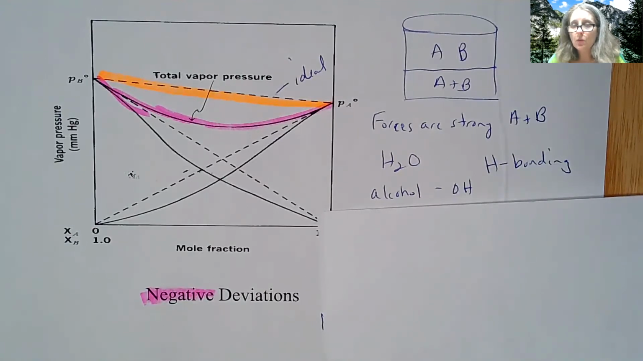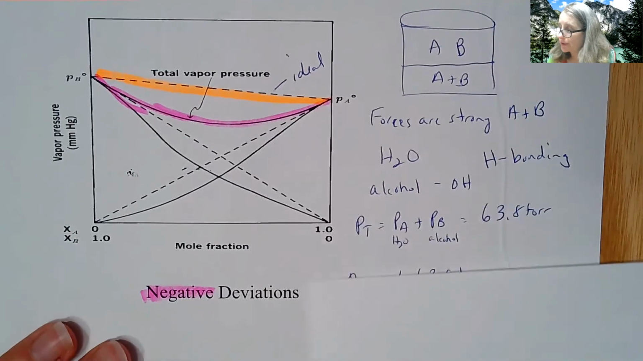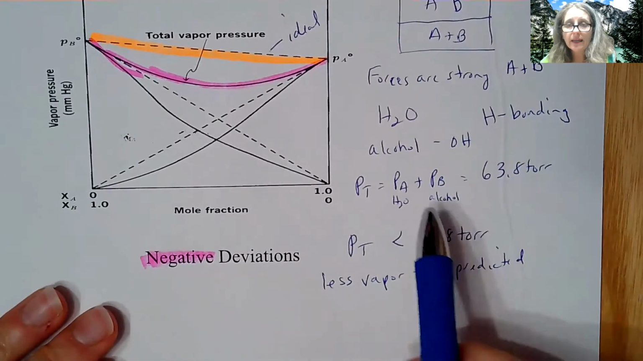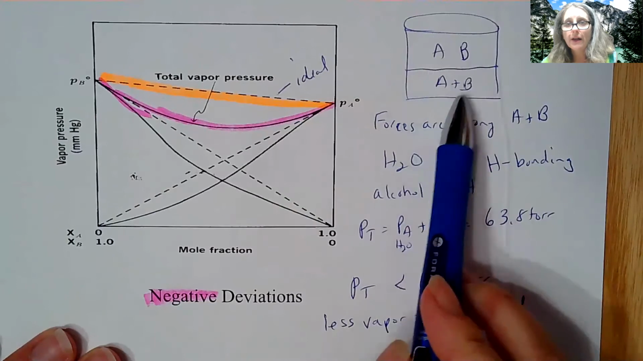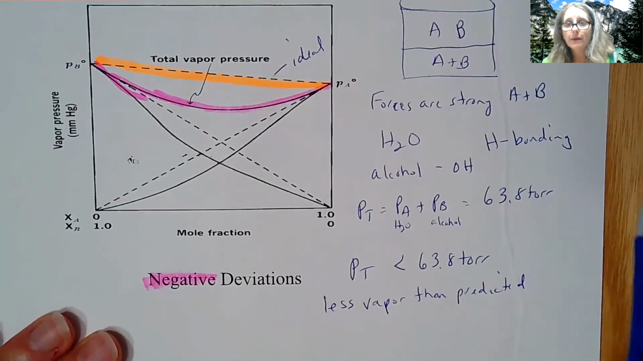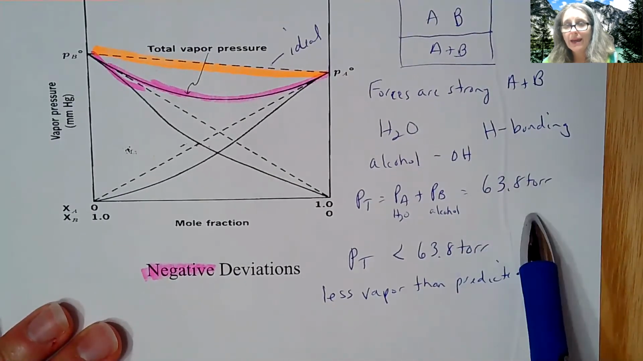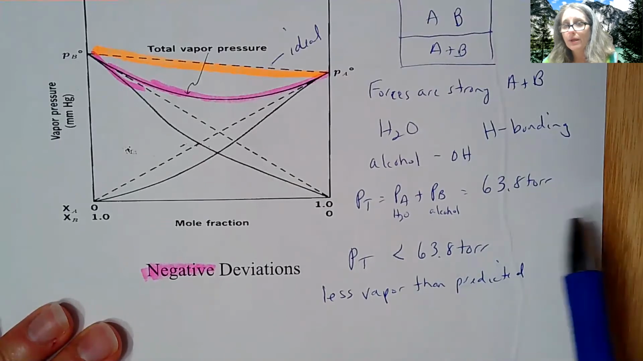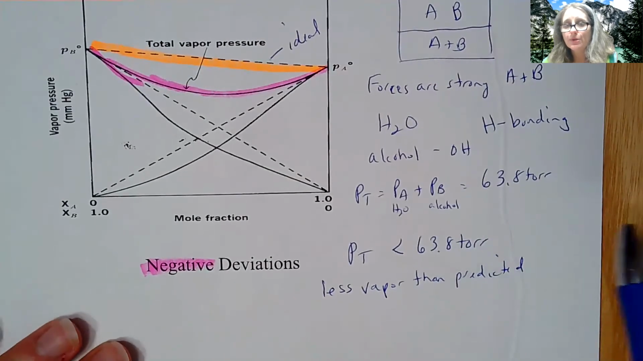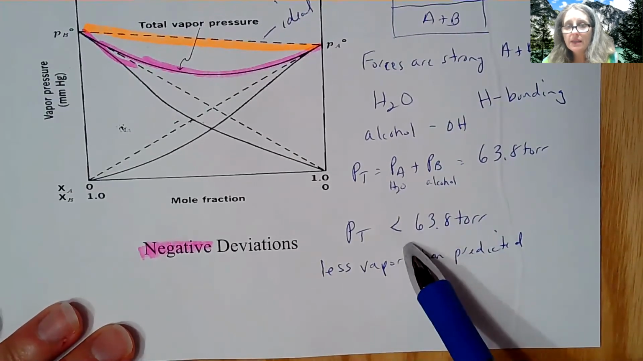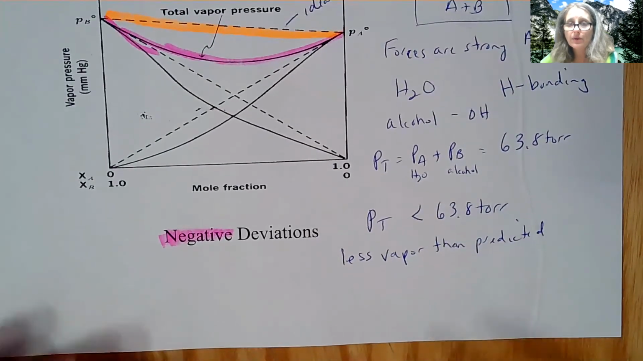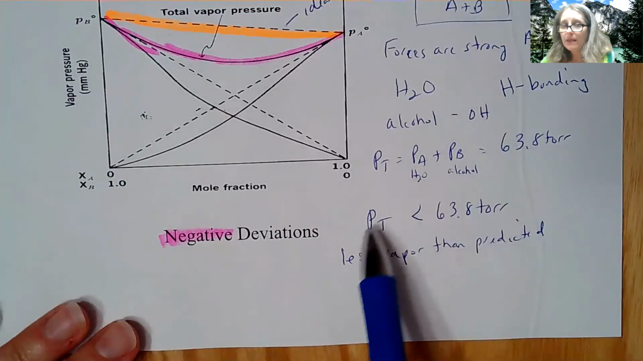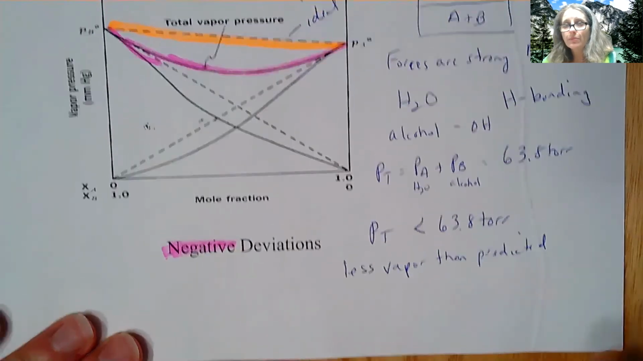And so when I'm looking at the pressure, I could say, again, the pressure is due to the water and the alcohol. Both of them are volatile. Both of them will populate above the liquid. So let's say when I add them together, they're around 63.8 torrs. Again, I'm making up numbers here. I would then say for my final answer that my total pressure is less than 63.8 torrs because I would have less vapor than predicted.